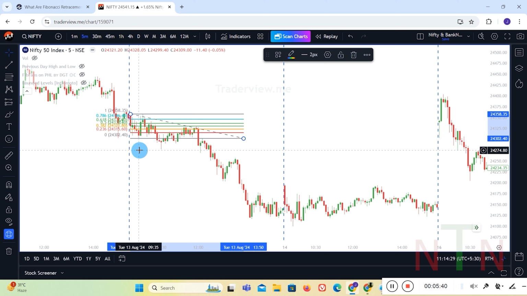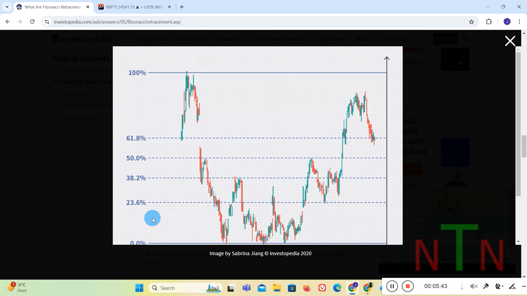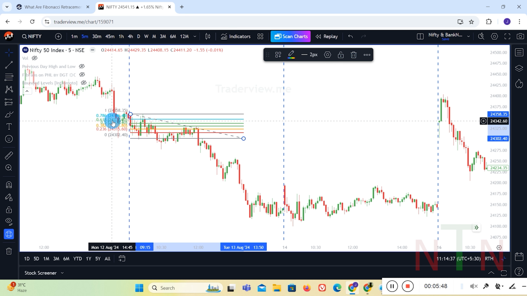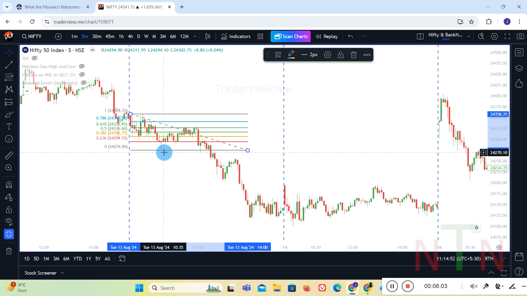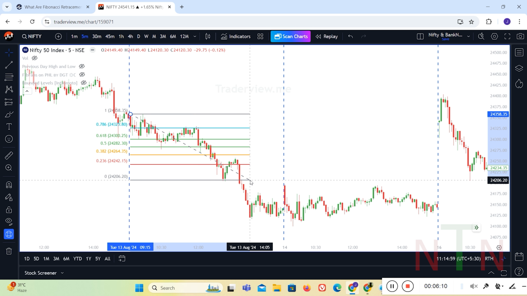Now you see, similar to that, 0, 23.6, 38.2, 50, 61.8, and I also added 78.6. These are retracements from this level to this level. The market went to that level again and it is coming back. Now the market keeps going down further. Now a new swing has formed. So I'm just dragging it to bring it to that level, and my Fibonacci levels are getting changed. Now the market has come to this level, so I keep on dragging.